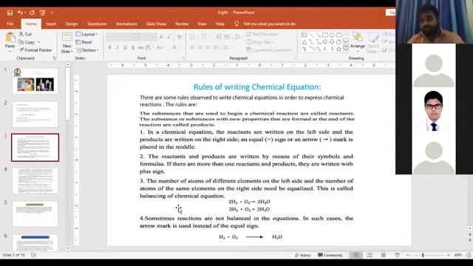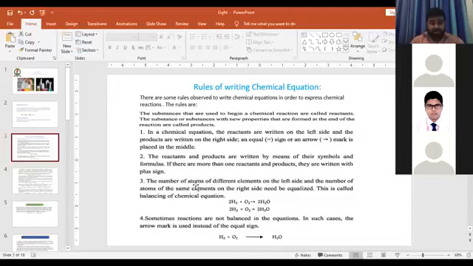The total number of atoms remains the same. This is why the equal sign is used to express the chemical reaction. If the chemical reaction is not balanced, you have to use the arrow sign. If the chemical reaction is balanced, you use the arrow sign as well as the equal sign. But if the chemical reaction is not balanced, you cannot use the equal sign, but you have to use the arrow sign.